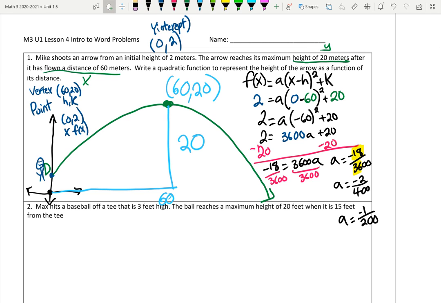I'm going to take a moment and analyze. Did my a value match my situation? Is my graph actually concave down? The answer is yes.